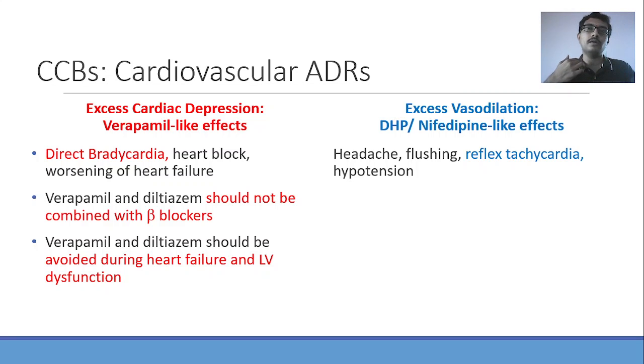The baroreflex, there is activation of the sympathetic system. Why does the sympathetic system get activated? Because the brain thinks that there is hypotension, and there needs to be some correction for that, and because of that there is activation of the sympathetic system, and with sympathetic system activation there is tachycardia, and this tachycardia is not direct tachycardia, it is reflex tachycardia. Remember this difference very, very carefully.